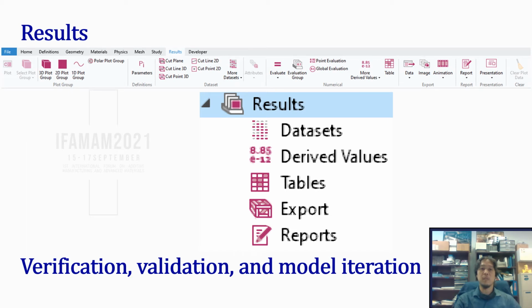Aside from the primary dependent variable, such as the displacement vector in the solid mechanics interface, other derived properties such as stress, strains can now be displayed in tables and graphs to aid in the interpretation of the outcome of the model. And finally, the simulation needs to be verified, validated, and even iterated for further improvement.